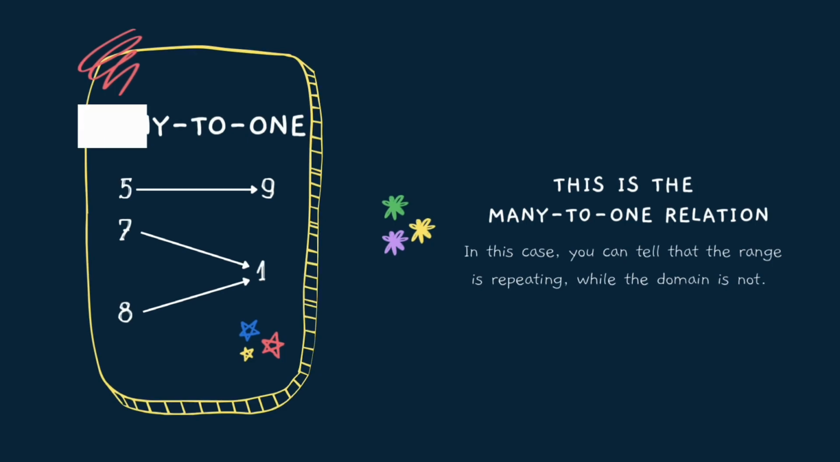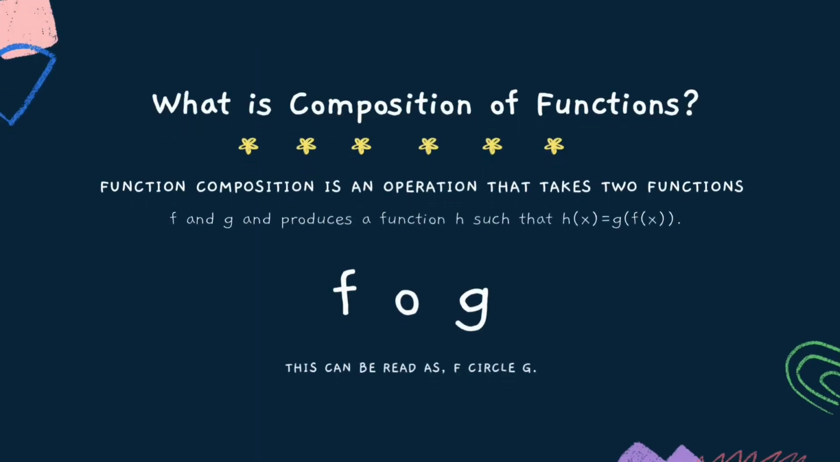Now, let's move to composition of functions. What is a composition of functions? As defined by Wikipedia, function composition is an operation that takes two functions f and g and produces a function h such that h(x) equals g(f(x)).